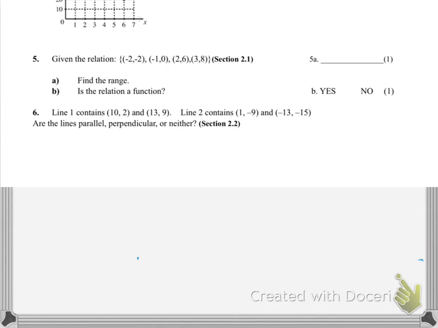Number 6, line 1 contains (10, 2) and (13, 9). Line 2 contains the points (1, -9) and (-13, -15). Are the lines parallel, perpendicular, or neither?